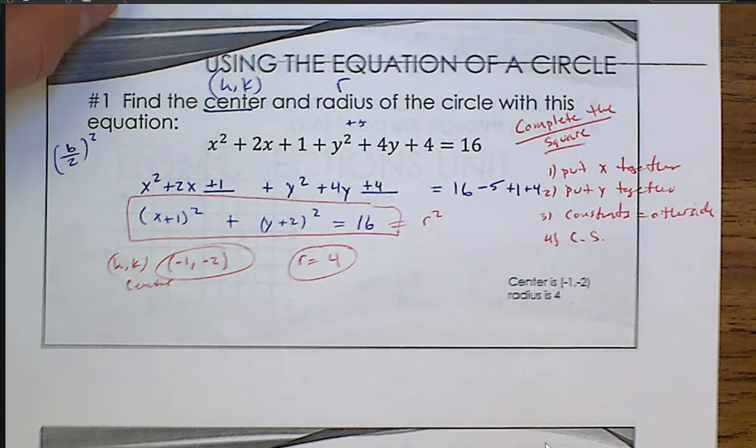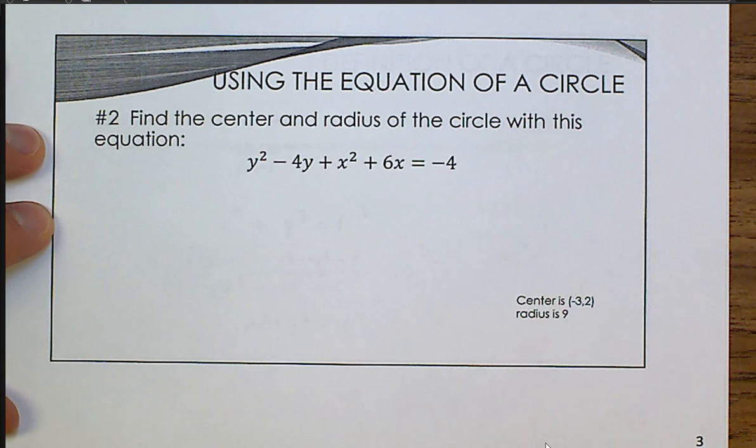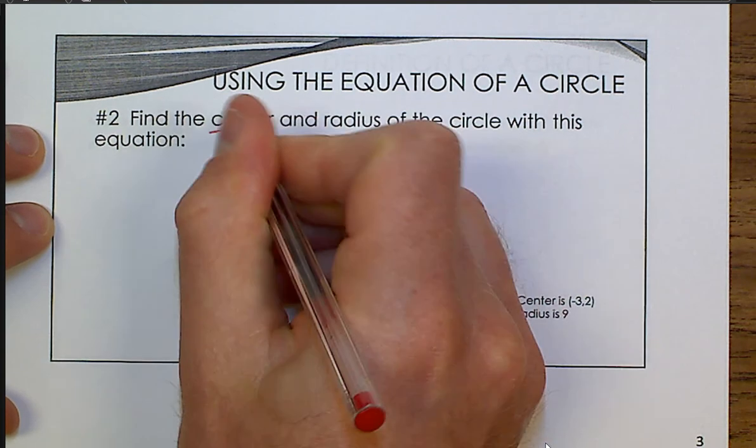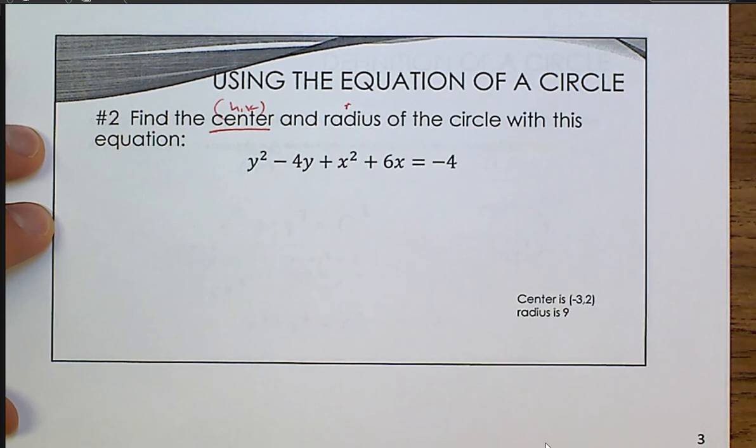Moving on to the second equation that we have, same directions. Find the center, h, k, and the radius, r, of the circle. Go ahead, hit pause. There may or may not be an error here. See what you can try on your own, see what you come up with.